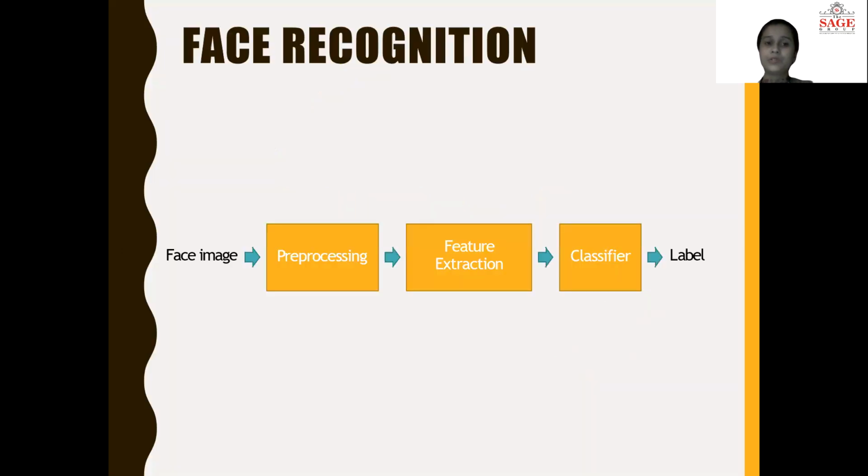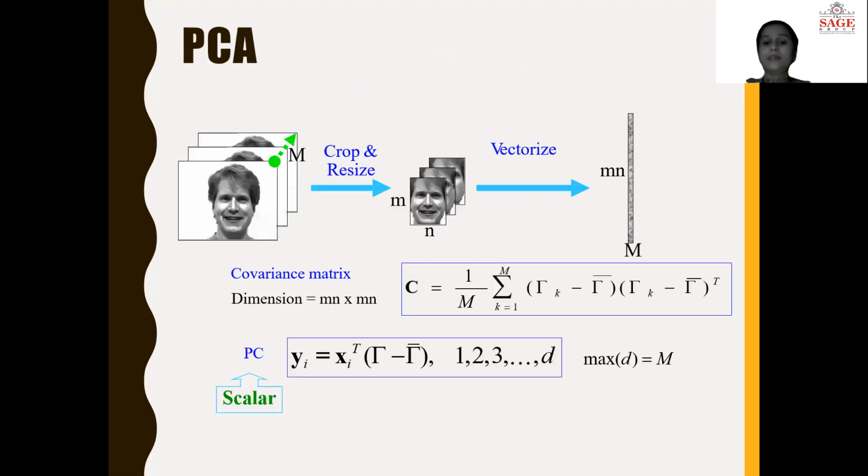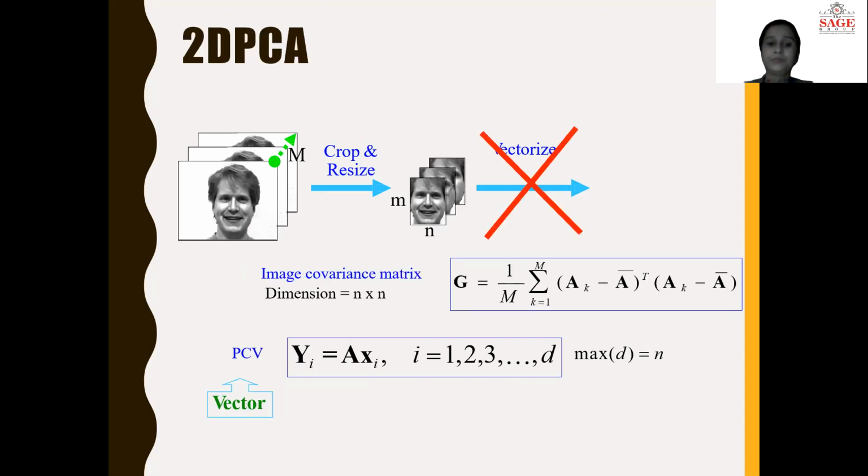Application: face recognition, face image. Suppose we have a face image, we can do pre-processing on that, we can extract features from that, and we can use a classifier on that. Then labeling is done. Many conventional methods are there to deal with image processing and feature extraction.